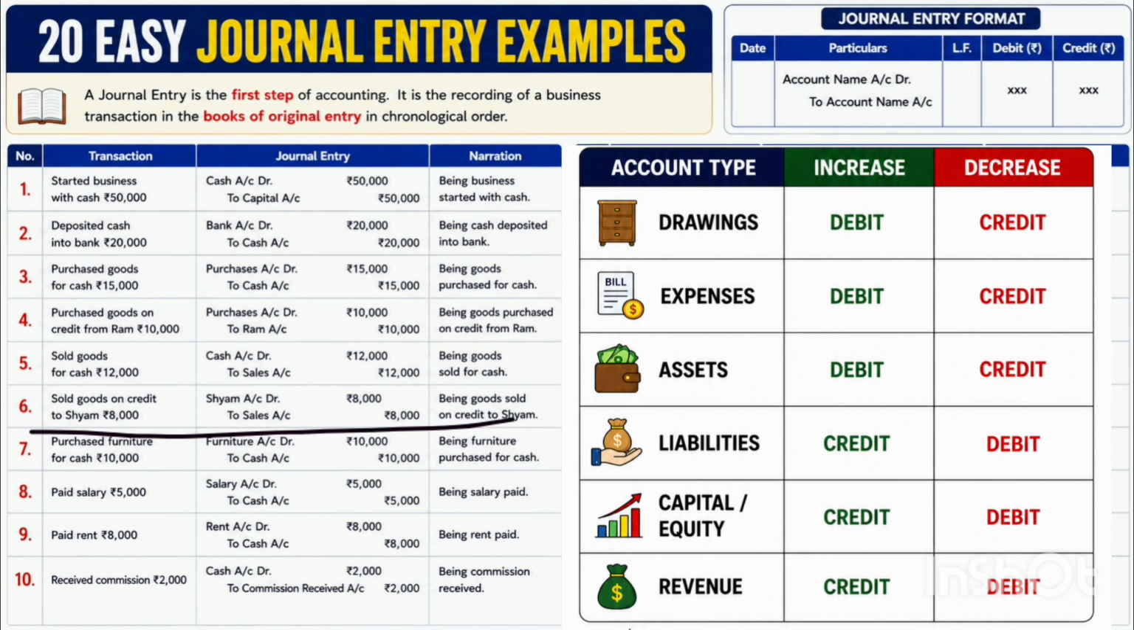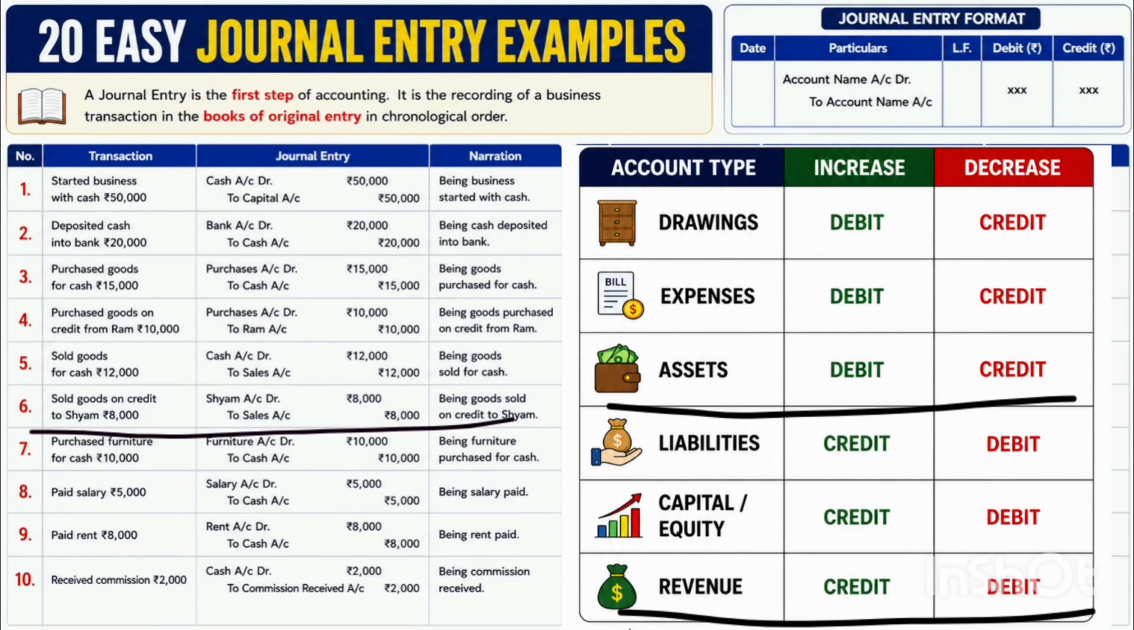Next one, 6, sold goods on credit to Sham. Here again we have made the sale transaction, but it is on credit, so we have to record the name, that's Sham. So here Sham is the debtor, just like Ram was our creditor, here Sham is our debtor, who is going to pay us in the future. So we are going to receive the money in the future. So this is the asset.